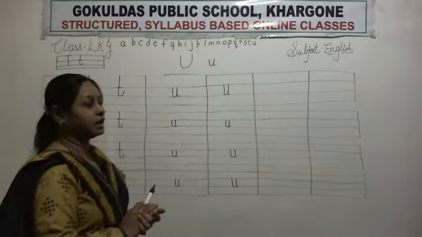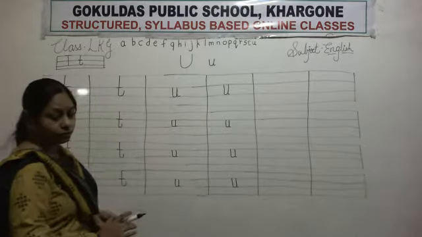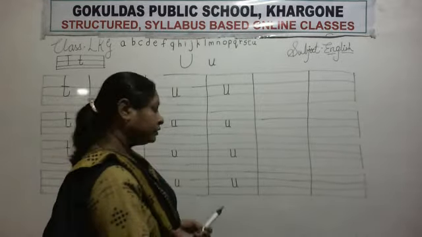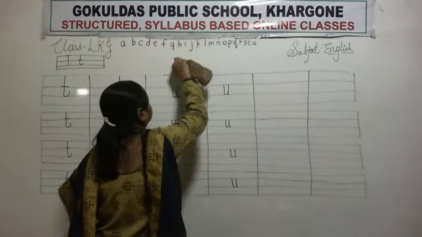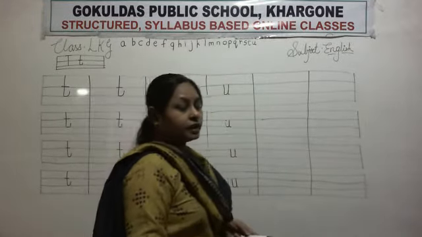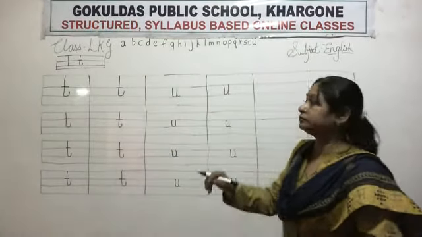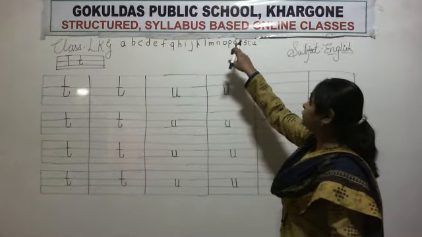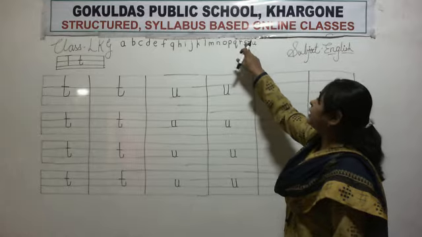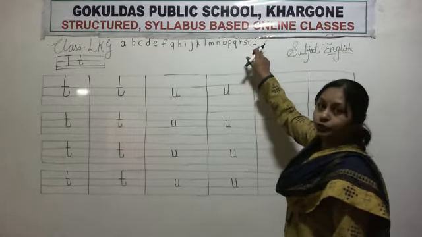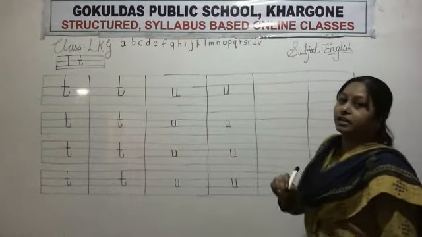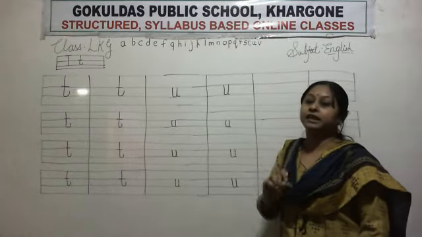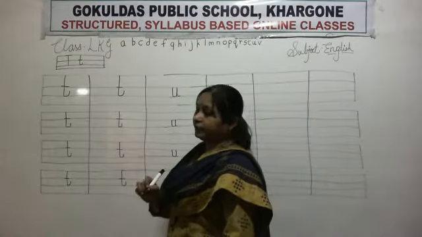Done? Yes. Okay. So now look at the board. Look here, all of you. P, Q, R, S, T, U, V. After U, which letter will come? V. How do we write V?